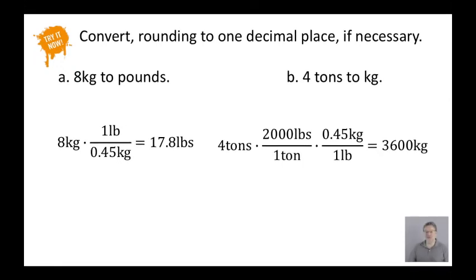Welcome back. Well, in particular, the second one involved the conversion first to an intermediate unit of pounds, which was then immediately switched over to kilograms. The result being 3,600 kilograms is the same thing as 4 tons. And the first problem, 8 kilograms, using the appropriate conversion fraction gives us 17.8 pounds. Here again, for the second problem, we didn't even have to round it to 1 decimal place because we got a semi-exact answer here of 3,600 kilograms.